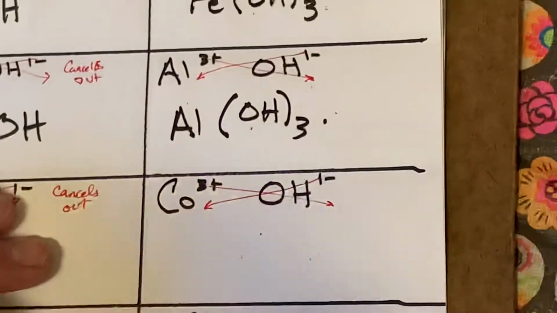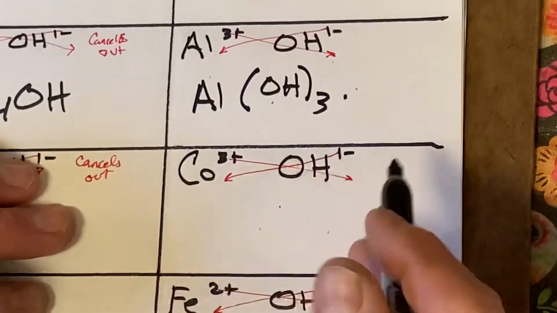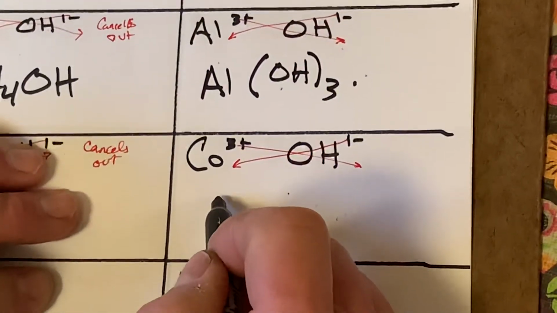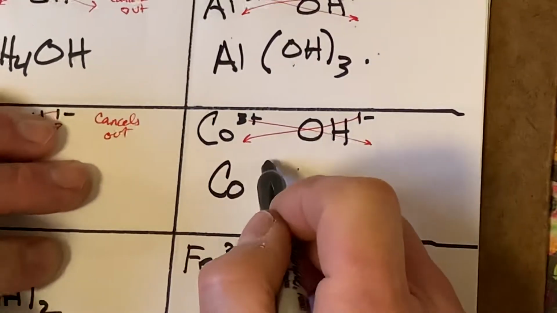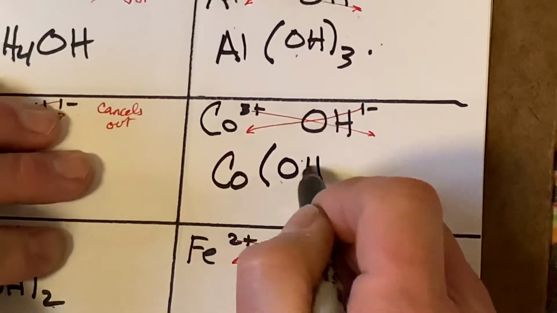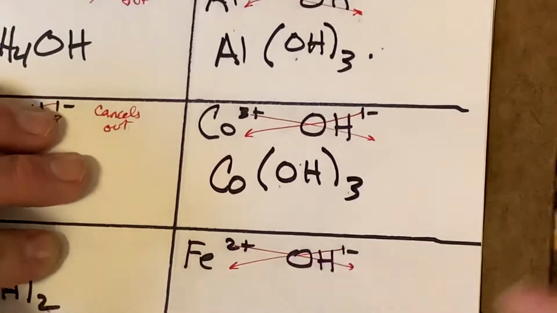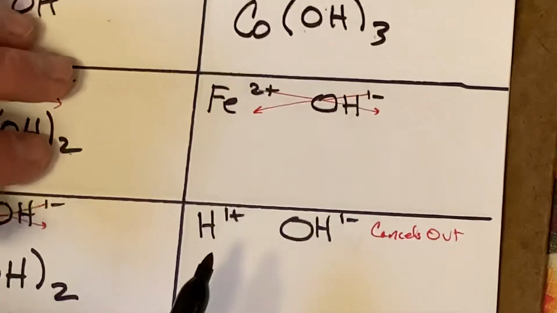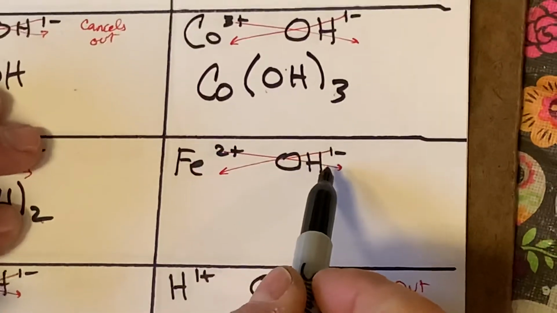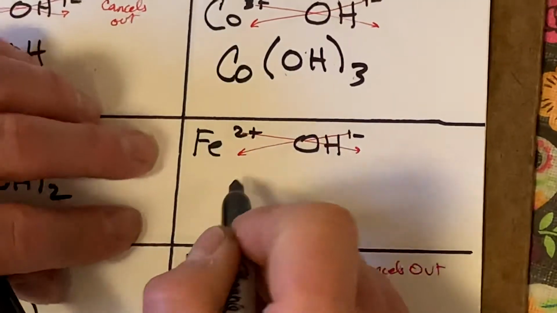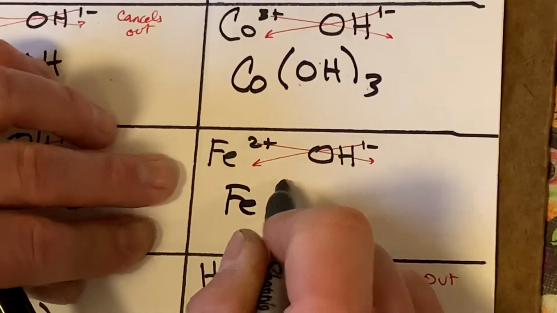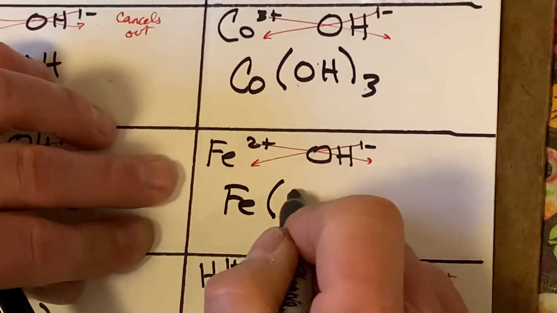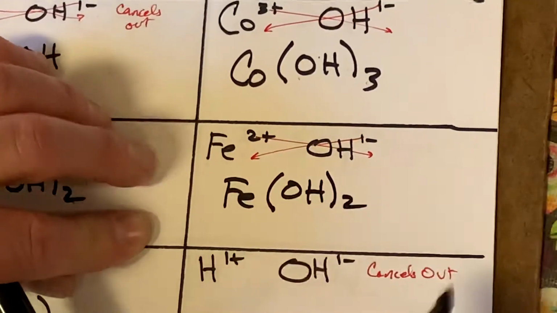Cobalt hydroxide, once again, be careful with your capital and your lowercase o's on that. We need 1 cobalt, so 1 cobalt. And then we'll need 3 hydroxide ions. So we've got those nice and neat like that. Iron 2, this one will only need 2 hydroxide ions. So we'll go ahead and write this out. Fe, we only need 1 of those. So we will need 2 hydroxide ions, (OH)2.